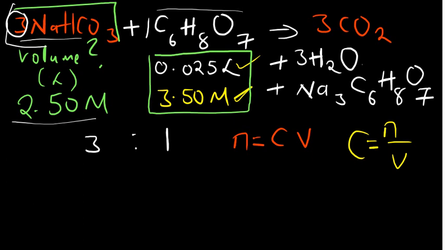Our concentration has not even been determined, it has been given. Okay, 3.50. Then what is our volume? 0.025. So now my question is, was there any need to do any conversions in terms of our units in this case? Was there any need for us to do any conversions when we're multiplying the concentration and the volume?